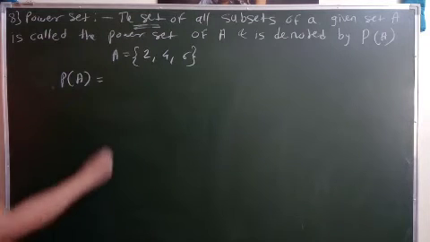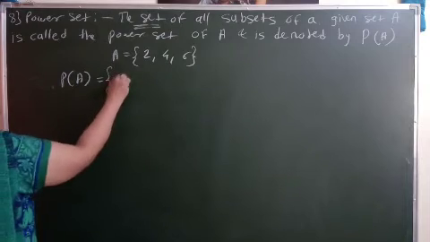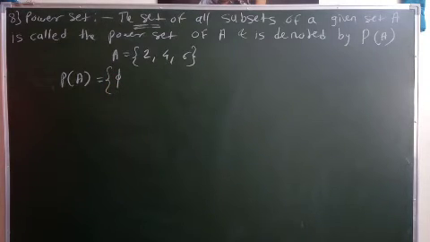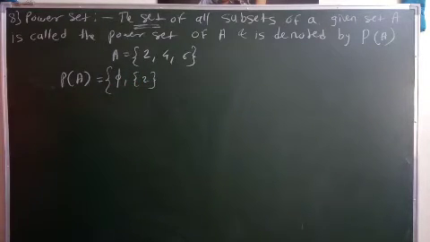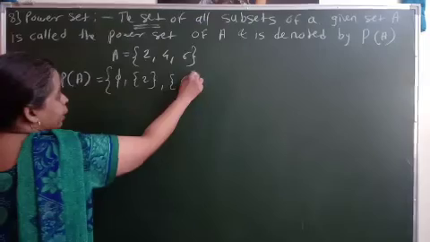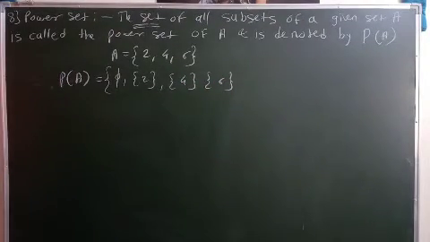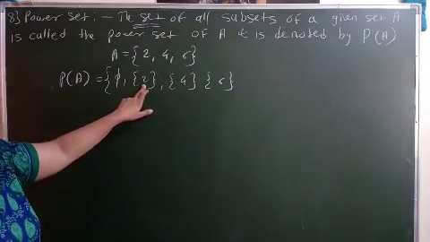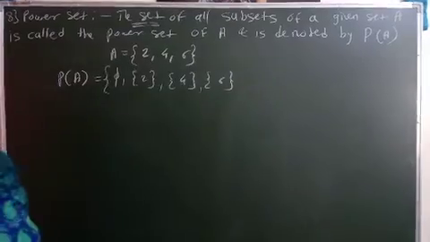Now consider all the subsets of A. So we see phi is a subset of every set. So phi is a subset of A now. Again, every singleton set has only one element present. So this is a singleton set, which means only one number is present. So in one set there is only 2. In one set there is only 4. In one set there is only 6.